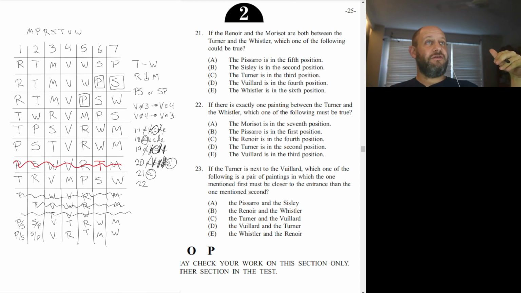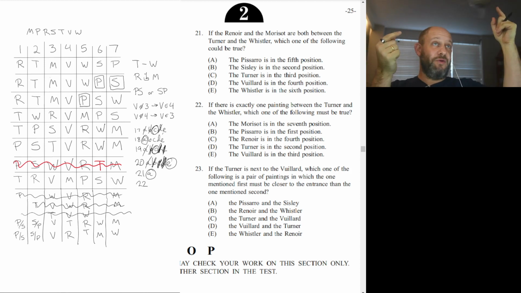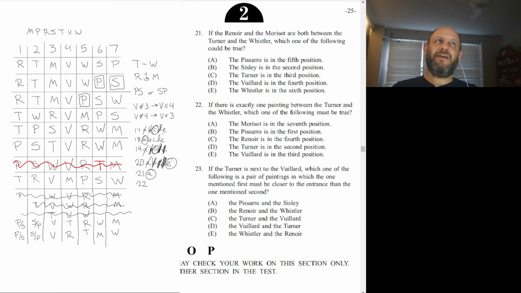So which of those things in 22 must be true? The M doesn't have to be seventh. It was only seventh one of the times. P doesn't have to be first because it could be SP instead of PS. R didn't have to be fourth. One time it was T, the other time it was R. T didn't have to be second, but V was third both times. V had to be third. I can't do it with V not being third, which means 22 must be E. So I'll put that there.